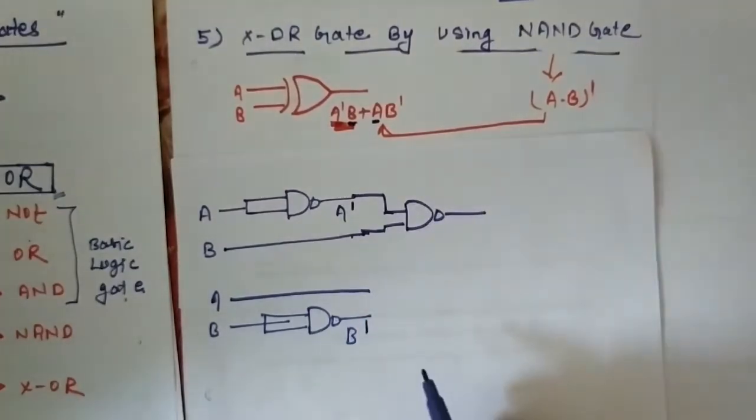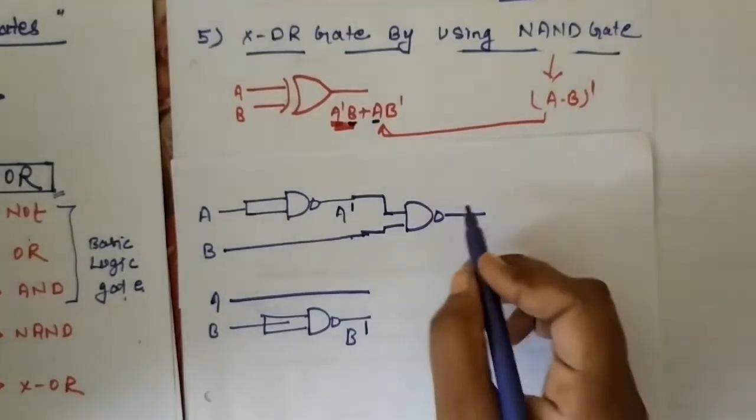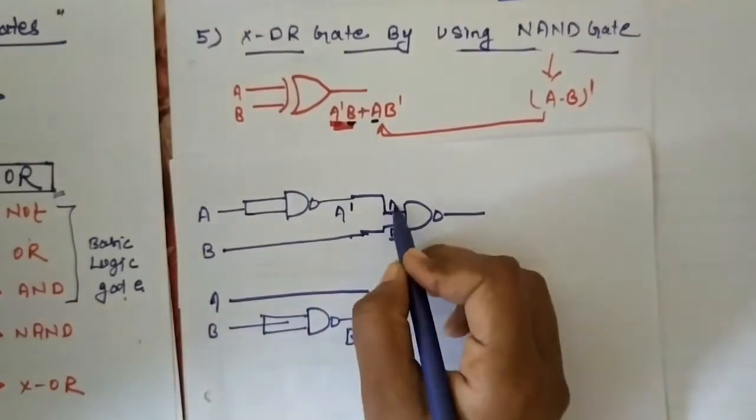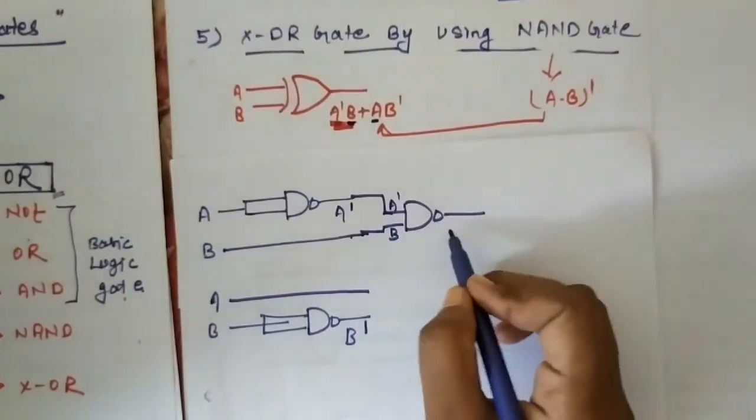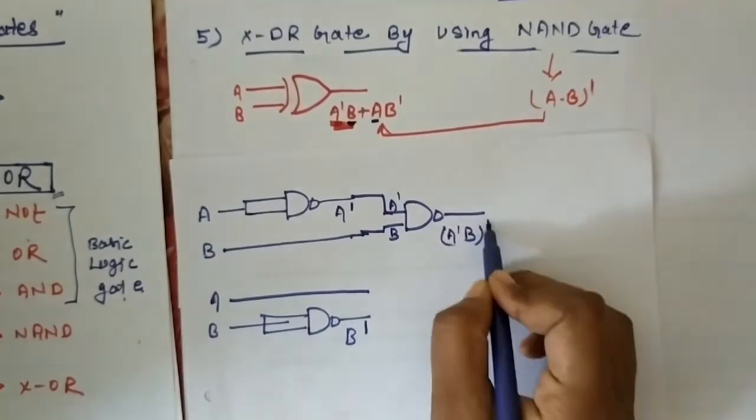NAND gate. Because we can create an XOR gate by using a NAND gate. So this is the B and this is the A. So what is the expression of this? The expression of this one is (A dash B) whole dash.